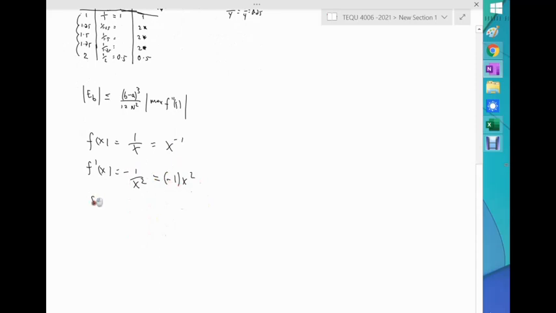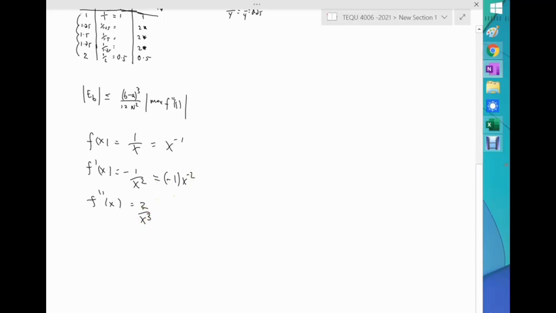All right? So the second derivative of f will be minus, that will be minus 2 times minus, so that would be positive 2 over x to the cube. And that will do.